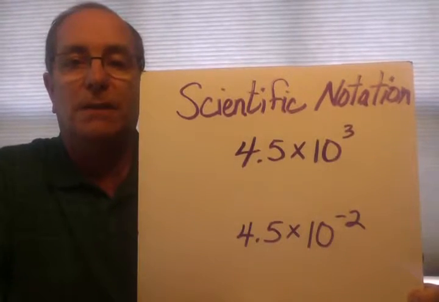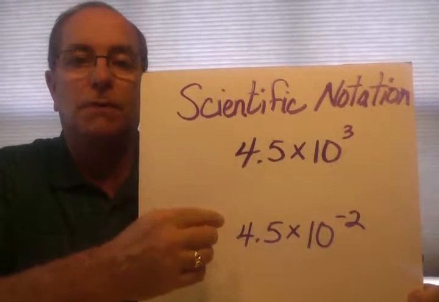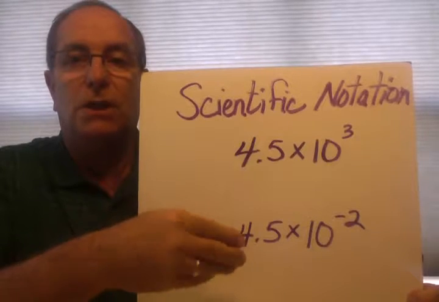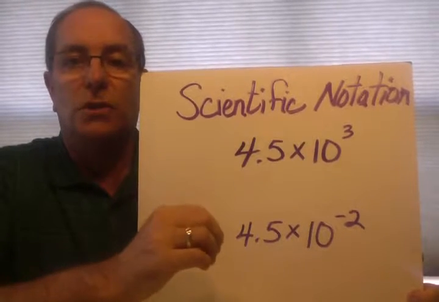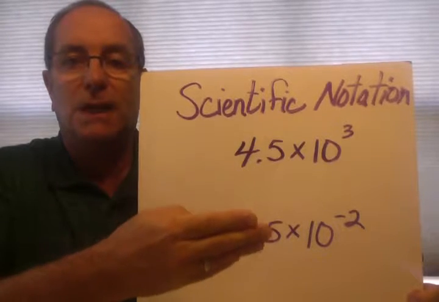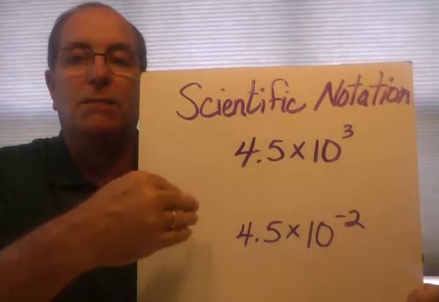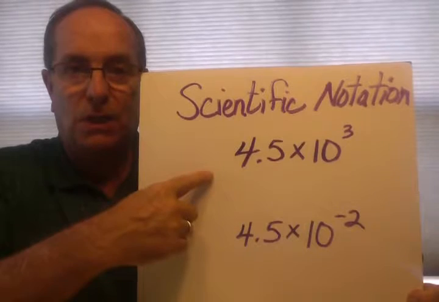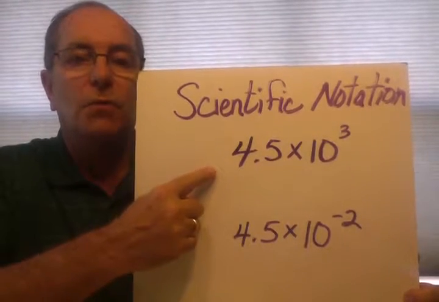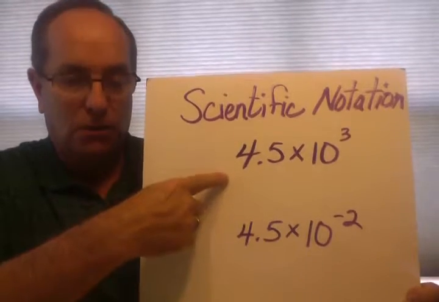What we're going to talk about in this video is how we convert from scientific notation to standard notation, which means normal look. And then we'll also demonstrate from the normal or standard notation how to convert that into scientific notation. So the first example I have here is 4.5 times 10 to the third.